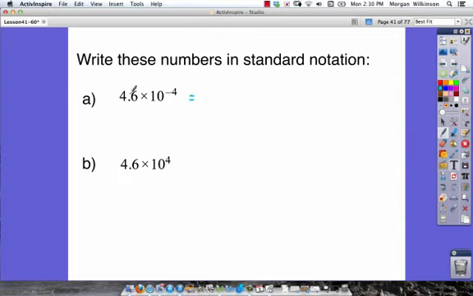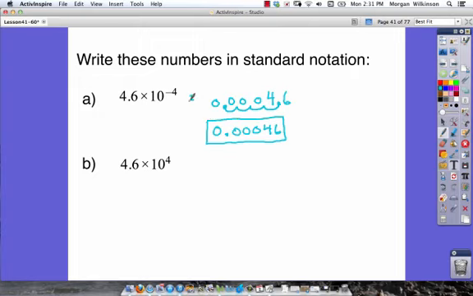So this one is 4.6 times 10 to the negative 4th power. Remember, negative 4th power means we have to move the other direction. We're going to move to the left. Negative powers give us decimal numbers. So we've got 4.6, and we're going to move the decimal to the left because negative powers give us decimal numbers. 1, 2, 3, and 4. Here's our new decimal spot. We're going to add zeros in as placeholders, and we get our answer of 0.00046.